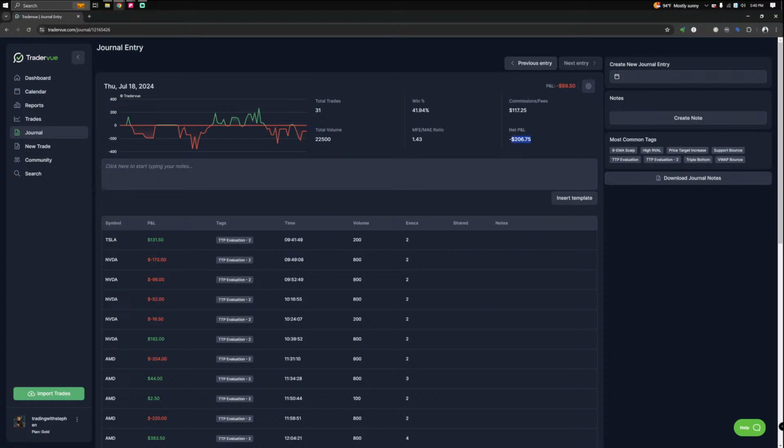I mean, it's a good loss. I'm comfortable with the loss. It just was very frustrating. I should have walked away many times. So you see, I got down to a low of almost $400 loss today.